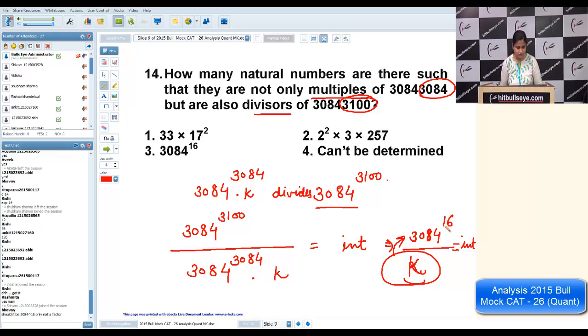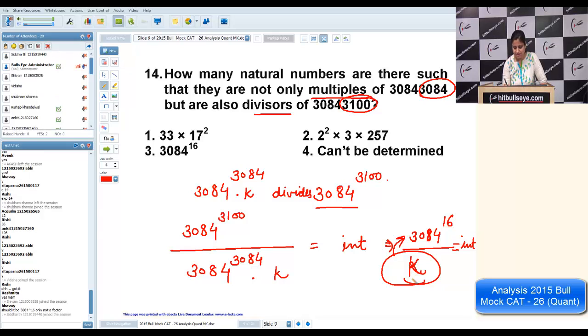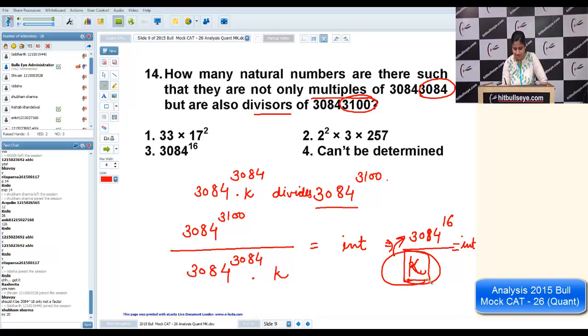Yes guys, should I move further? See, we are making a choice on values of k, Bhavya, and you can see 3084 raised to power 16 when divided by k, it should be an integer. It means k should divide the numerator. It means k should be a factor of that number. Is it okay? Next question we are moving to.